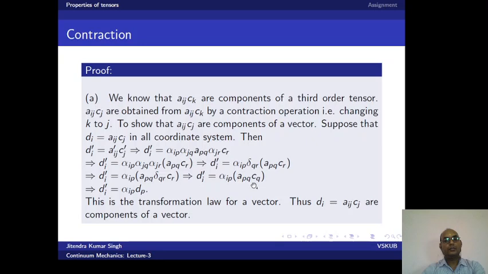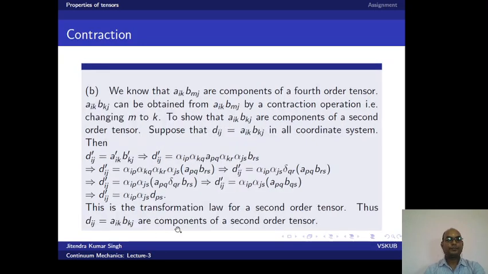And Apq Cq, by the definition of how we have defined this Di, Di is equal to Aij Cj. So Apq Cq we can write as Dp. So we got Di dash is equal to alpha ip Dp, and this is the transformation law for a first order tensor. We are calling it a vector. Therefore Di is equal to Aij Cj are components of a vector.